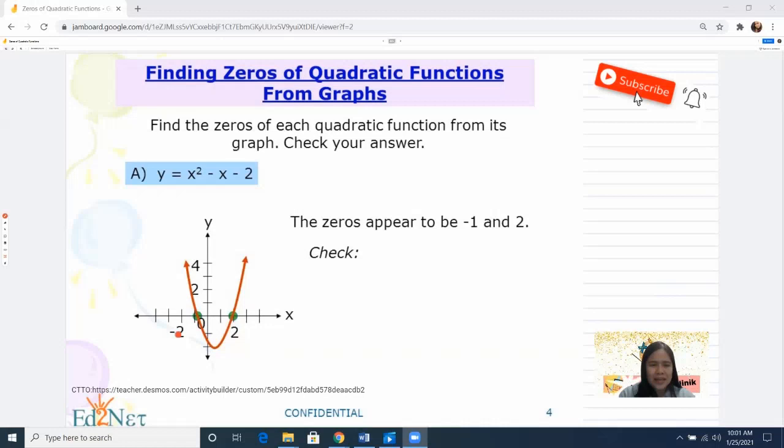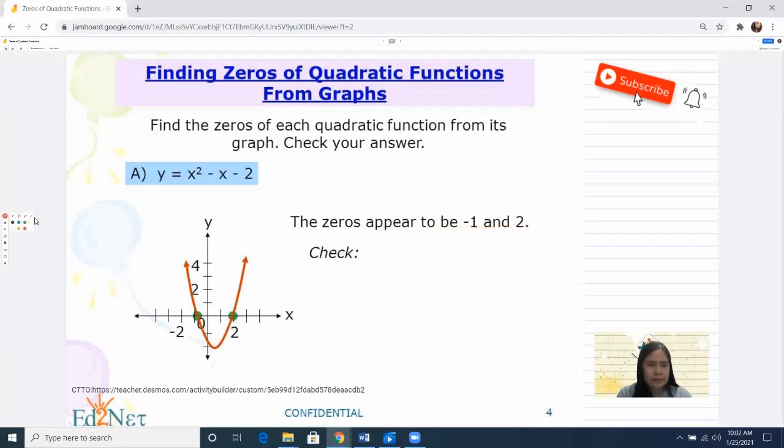So given a graph, credit to the owner of this presentation, I've attached the URL here. This is what we call a parabola. Any point touched by your graph on the x-axis is a zero. On this graph, the two green points are the zeros. Here we have -1, don't forget the negative. And here your parabola touches the x-axis at +2. So our zeros appear to be -1 and +2.